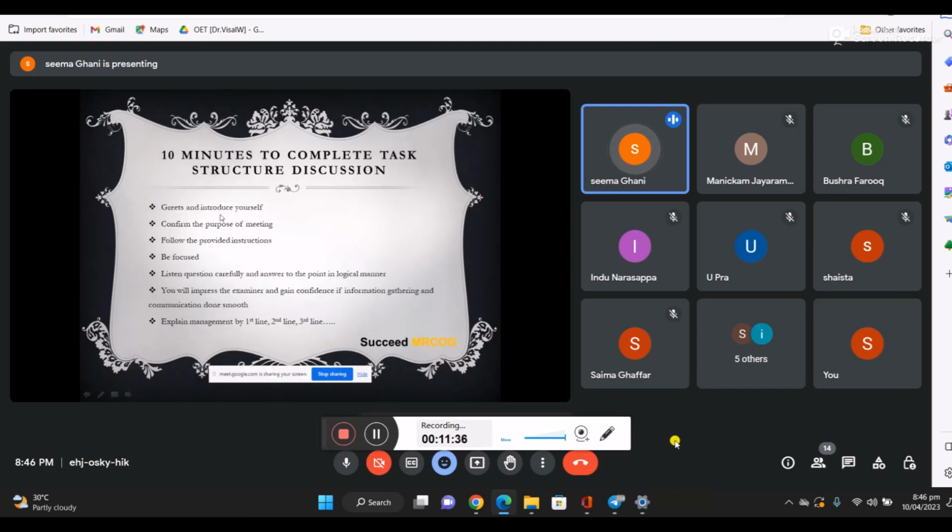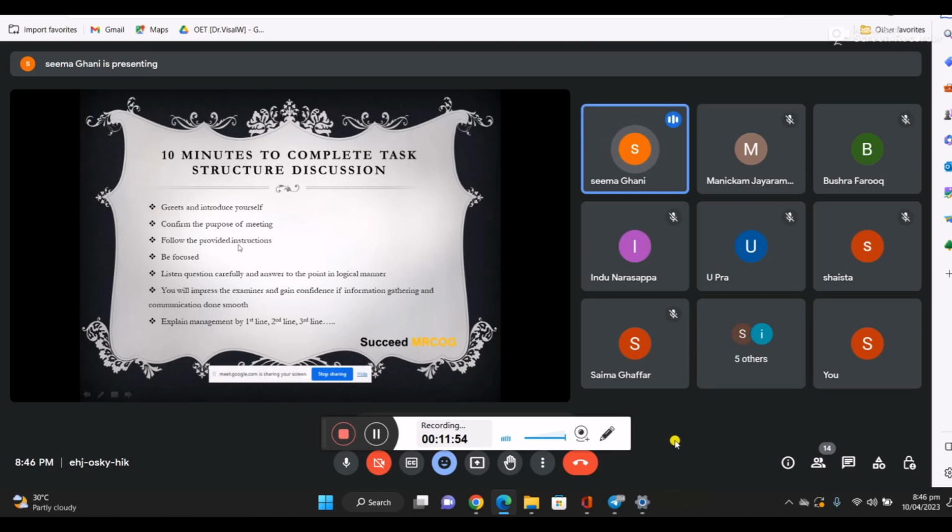In the structured discussion, the introduction is totally different compared to the role play station. This is a very formal kind of station in which, once you enter, you can say, I'm Dr. Seema, one of the exam candidates. I have read the scenario. I'm ready for my structured discussion. So this is the introduction.